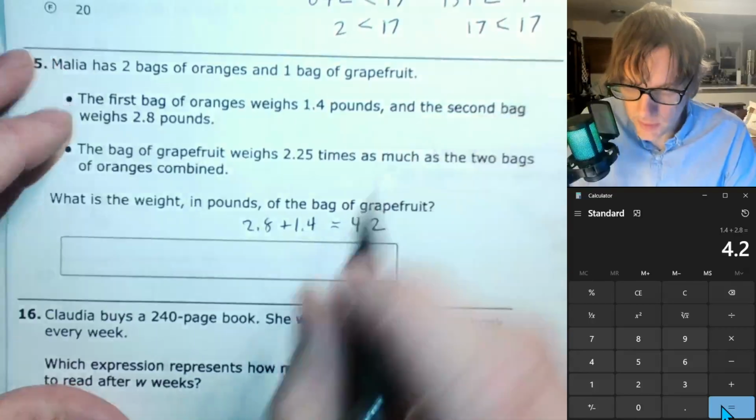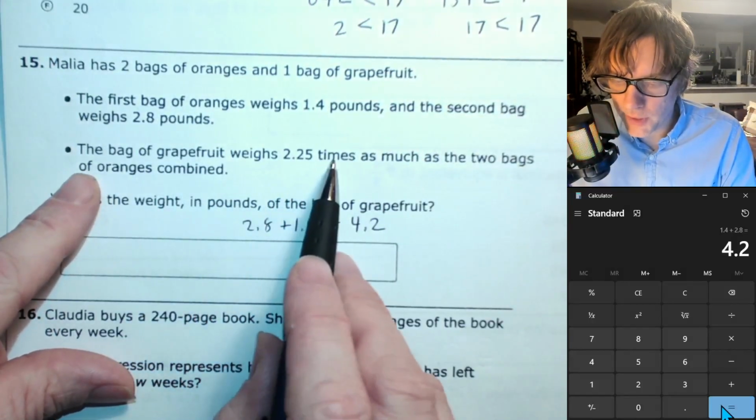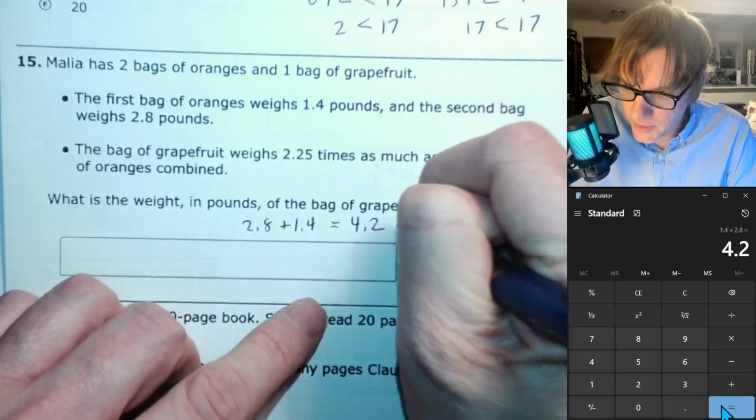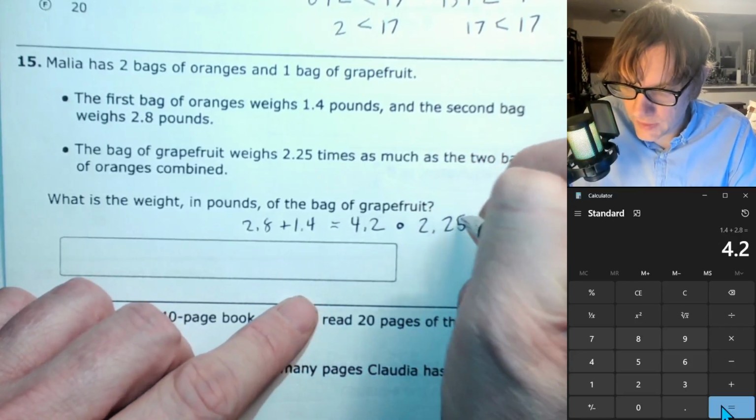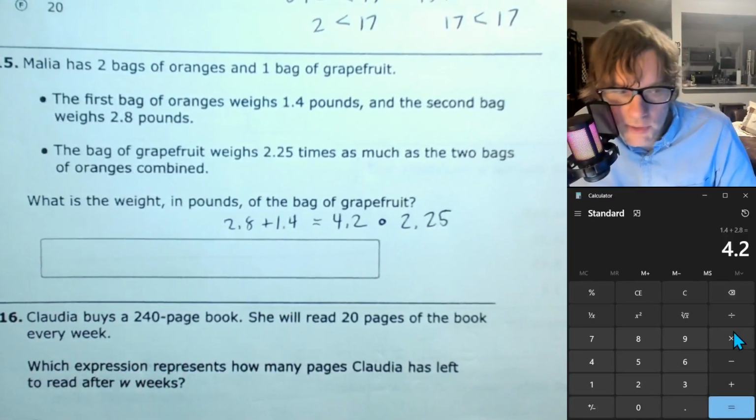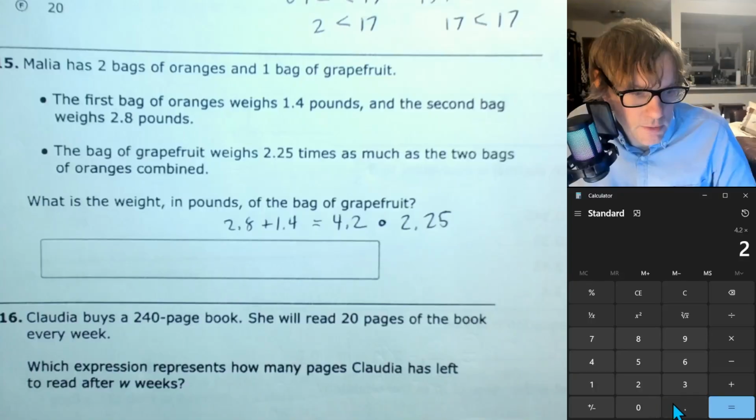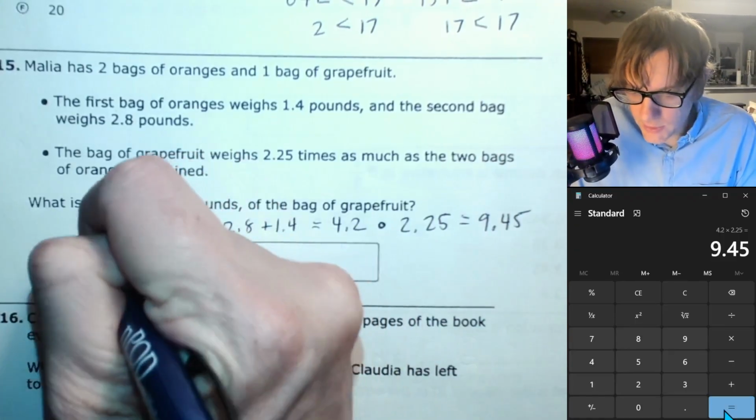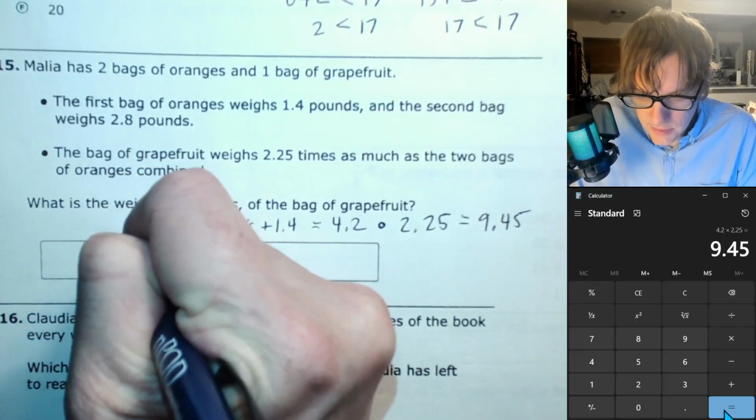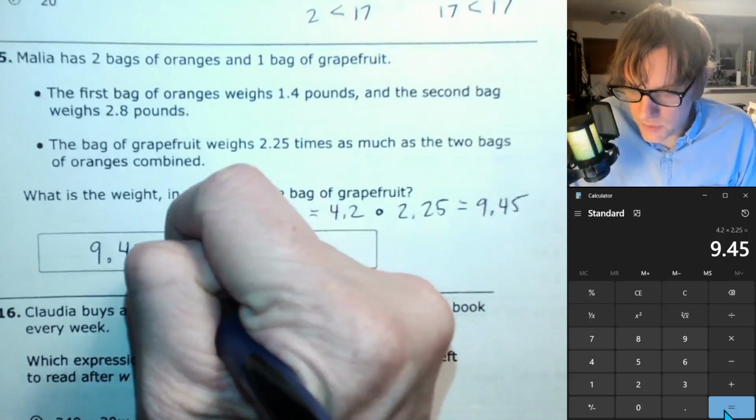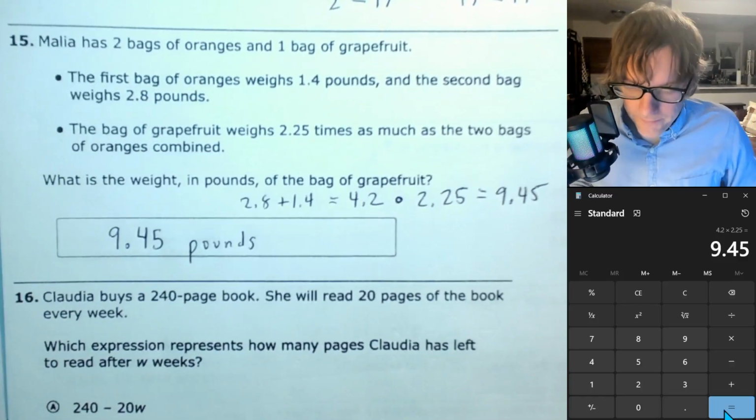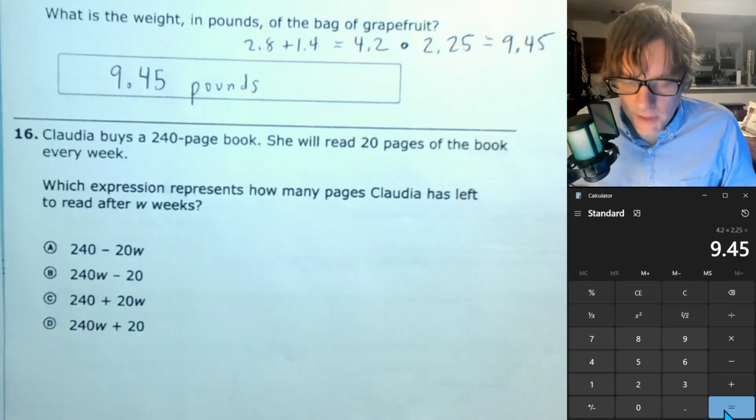All right, so the bag of grapefruit weighs 2.25 times as much as the 2 bags combined. So now we're going to multiply this by 2.25. All right, so I've got 4.2 already, times 2.25 equals 9.45. All right, let's write it into our box. And it's pounds. All right, so there we go. Good job. All right, moving on to 16.